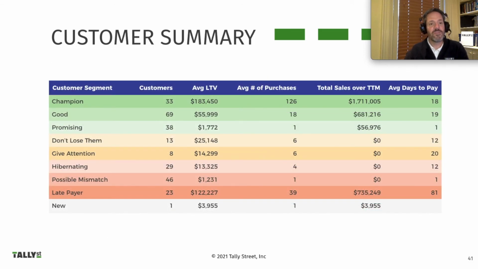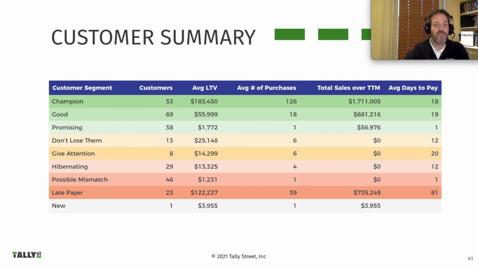So this table really pulls together a lot of what we've talked about in this entire session at a segment or customer group level. We see all of our different segments, we see how many customers are in each segment, and we see the average lifetime value of each segment. Not surprisingly, champions have a much higher lifetime value, more than 3 times higher than good customers, many times higher than, of course, hibernating customers or mismatches.